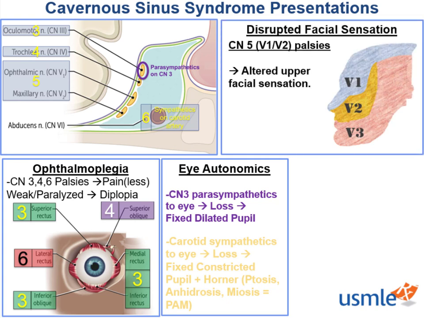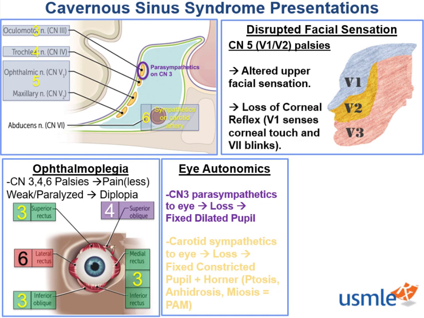If cranial nerve 5's V1 or V2 branches are disrupted, the patient can present with altered upper facial sensations. Looking at this diagram, you can see where V1 or the ophthalmic division of cranial nerve 5 and V2 or the maxillary division of cranial nerve 5 provide sensations. Notably, that V1 branch is critical for the corneal reflex, where touching the cornea activates V1 to stimulate the facial nerve or cranial nerve 7 to blink. Without V1, the afferent or sensing limb of the corneal reflex is lost.